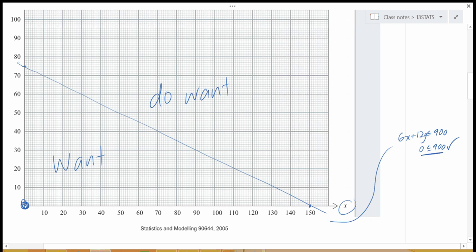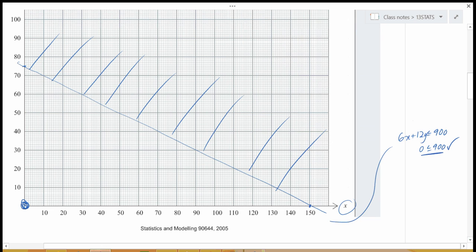And it's the side that we don't want that we're going to shade out. So I'll shade everything on this side of my line. That's what I don't want. Everything else I want. Okay, let's go to my next constraint.